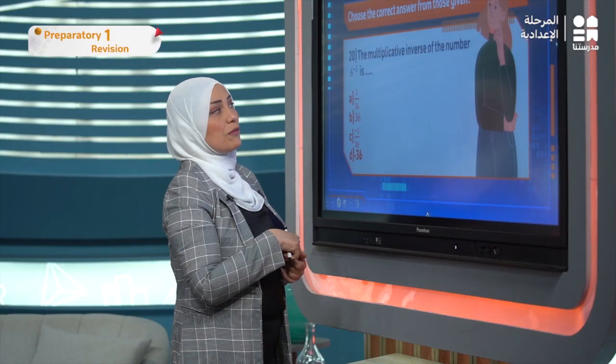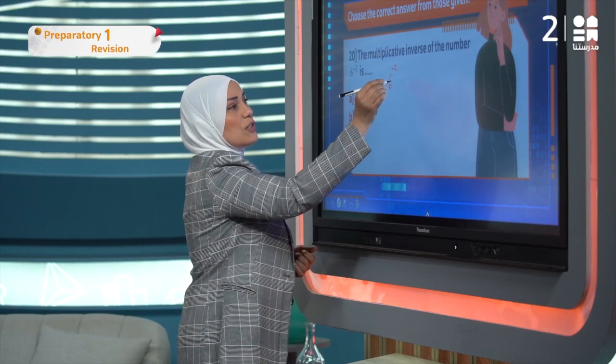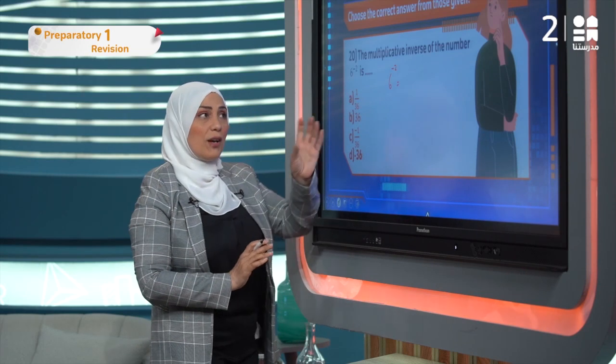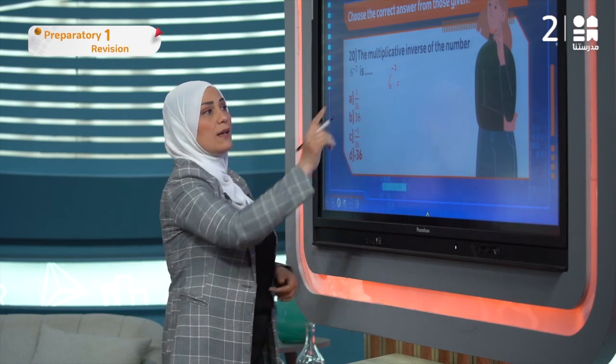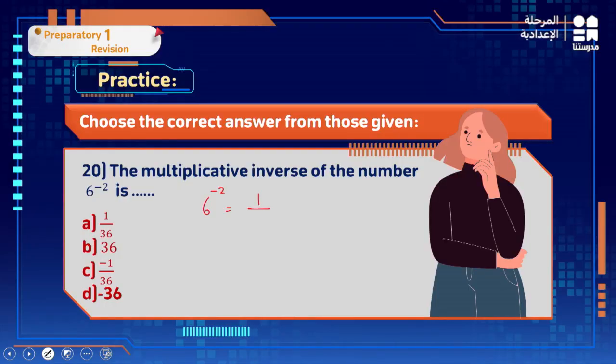The multiplicative inverse of this number, which is 6 to the power of negative 2, is what? First, I have to find the value, then flip it, okay? 6 to the power of negative 2 means 1 over 6 to the power of 2 because of the negative exponent. So it means 1 over 36. That is the value of it. How can we find the multiplicative inverse? Just flip it. So it becomes 36 over 1, which is 36.